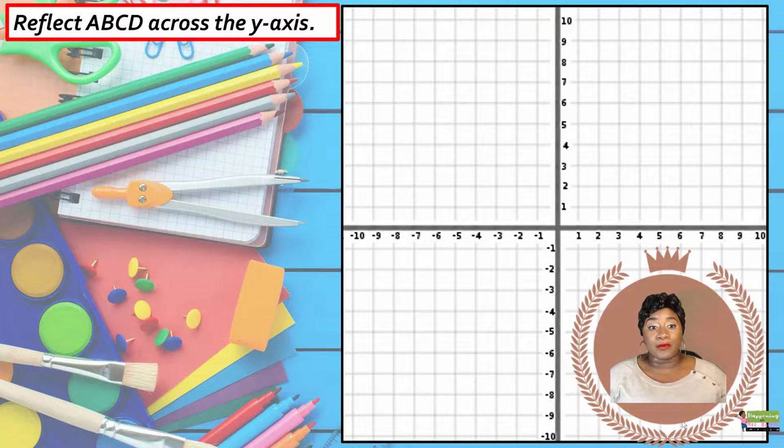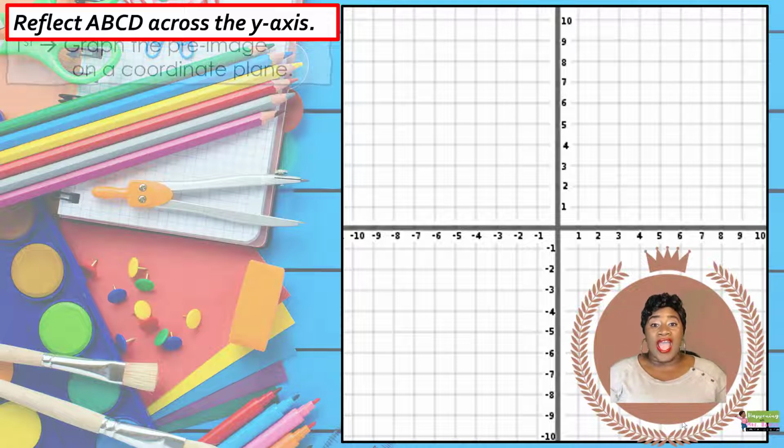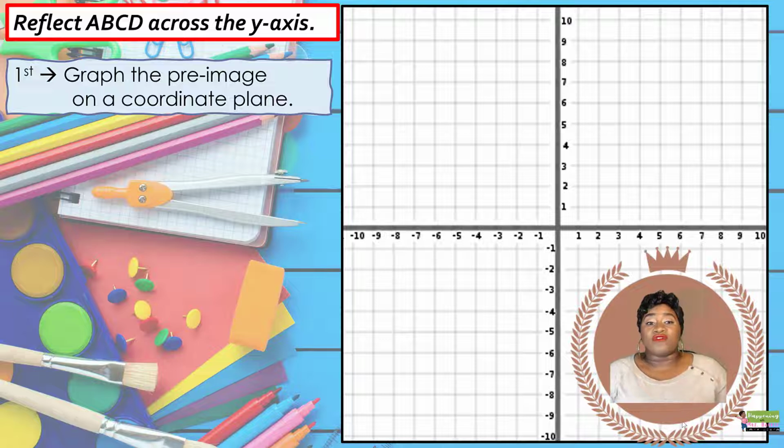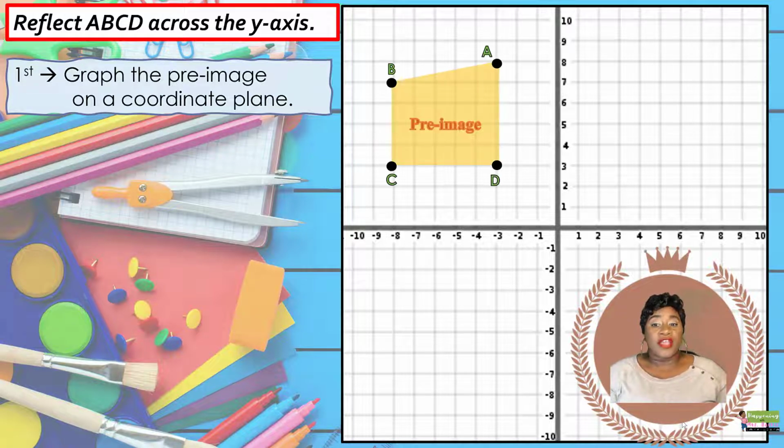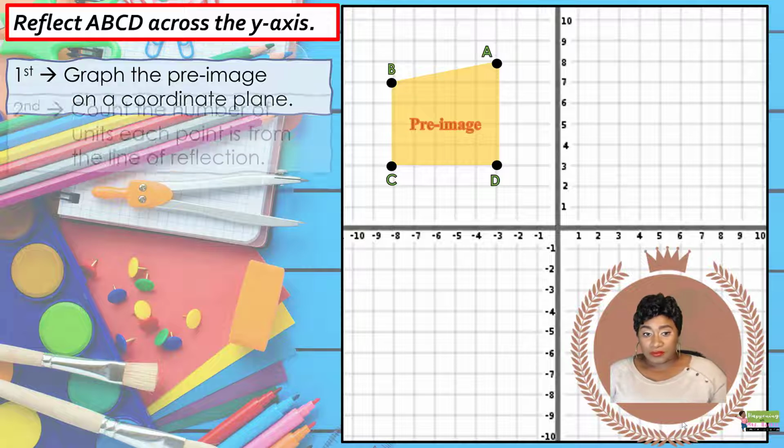Now let's do an example. In this example, we're going to be reflecting ABCD across the y-axis. Step one, first we have to graph the pre-image on a coordinate plane. Here we have our pre-image, this quadrilateral ABCD.